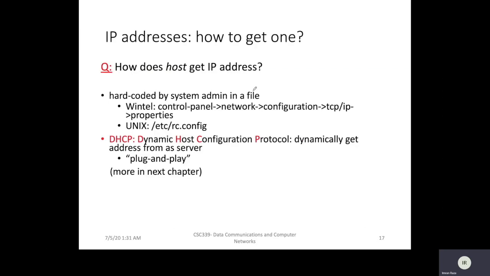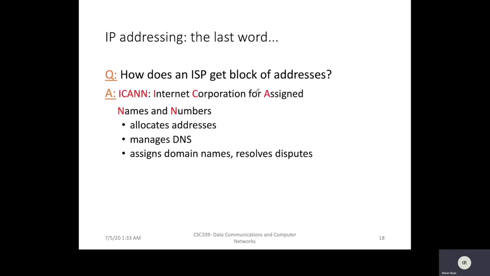So the next question is how we can get an IP address quickly. Either we can hard code an IP address in the properties of the network configurations, or we can use the Dynamic Host Configuration Protocol to dynamically get IP addresses from a server. We also call it plug and play. IP addresses come from the Internet Corporation for Assigned Names and Numbers.